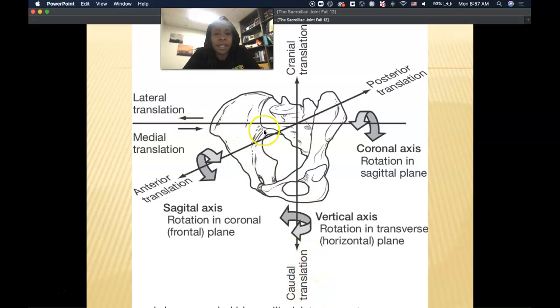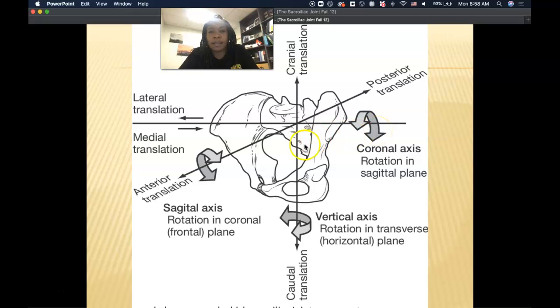So this would be like the sagittal plane, I guess, for lack of better words. We've got anterior and posterior translation, so the sacrum can translate anteriorly or posteriorly about 2 to 4 millimeters. Very small, but certainly can happen. And then last but not least, we can have that coronal plane motion, right? So we can get an anterior rotation or we can have a posterior rotation.